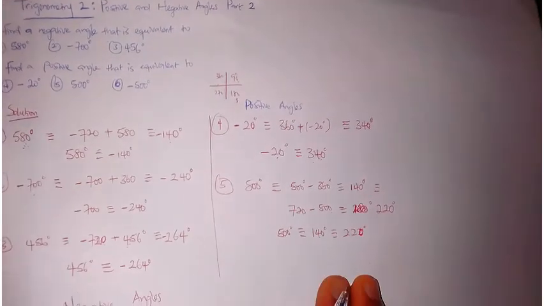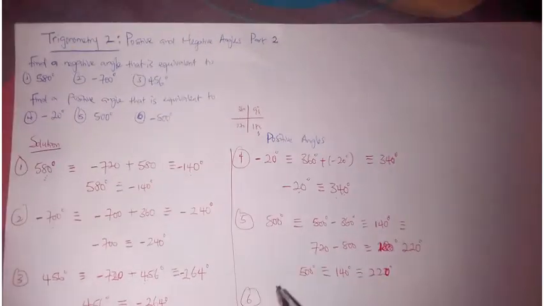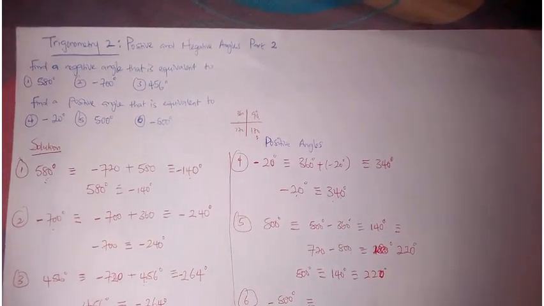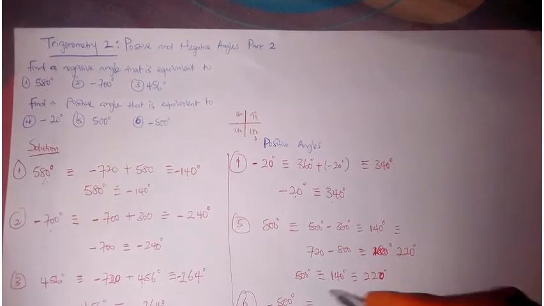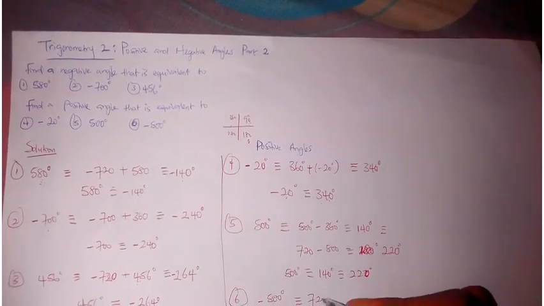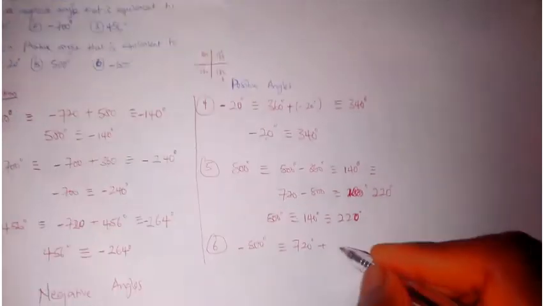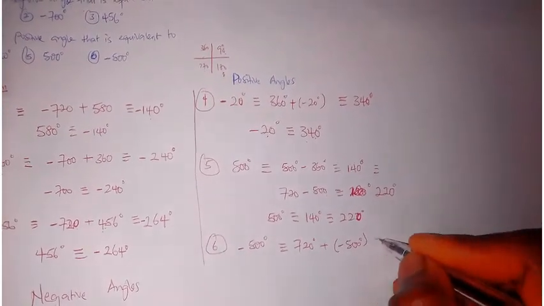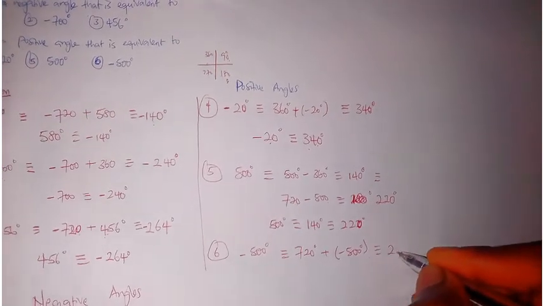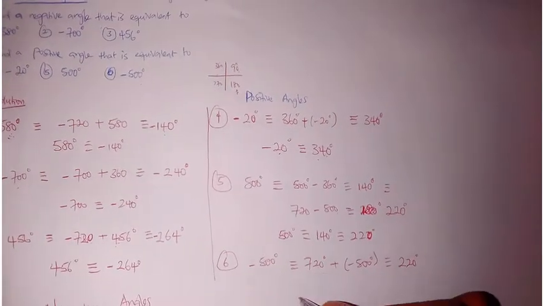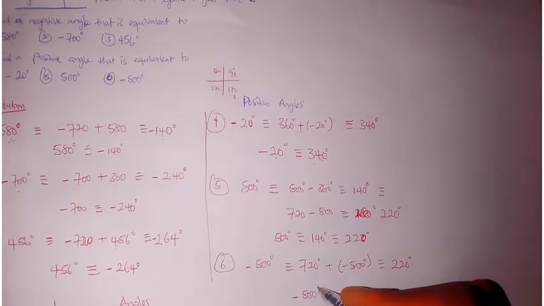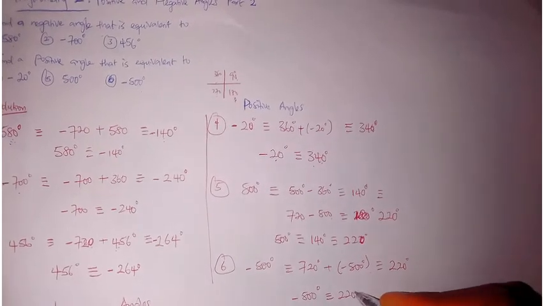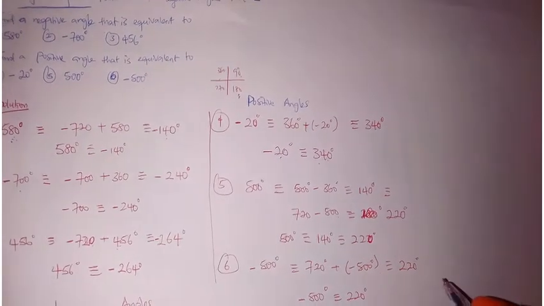And finally, I have number 6, which is minus 500 degrees in this case. Which I've already done. So that's 720 degrees plus minus 500 degrees, which is equivalent to 220 degrees. So it means minus 500 degrees is equivalent to 220 degrees, as a positive angle.